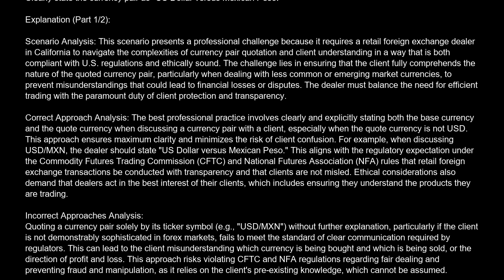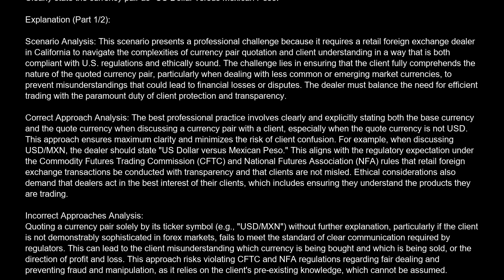Correct approach analysis. The best professional practice involves clearly and explicitly stating both the base currency and the quote currency when discussing a currency pair with a client, especially when the quote currency is not USD. This approach ensures maximum clarity and minimizes the risk of client confusion. For example, when discussing USD/MXN, the dealer should state US dollar versus Mexican peso.